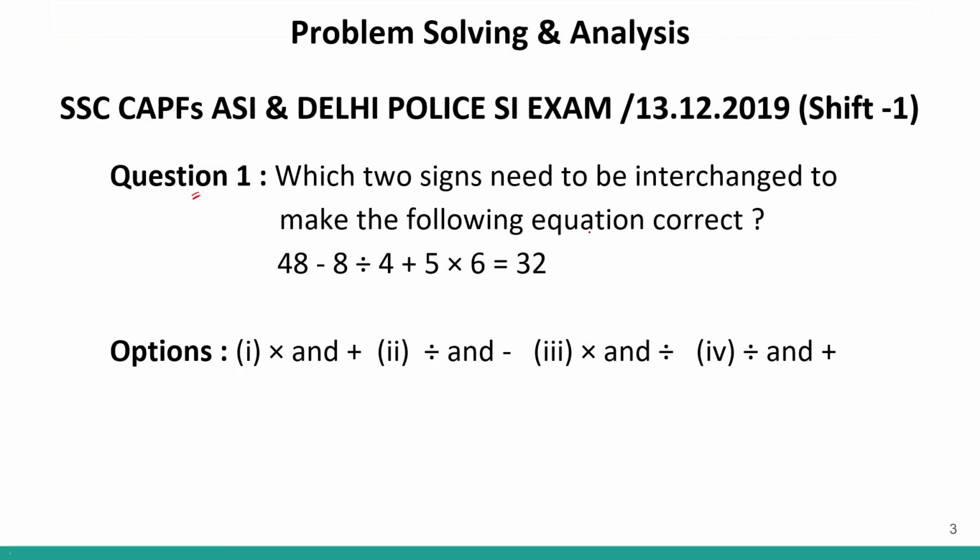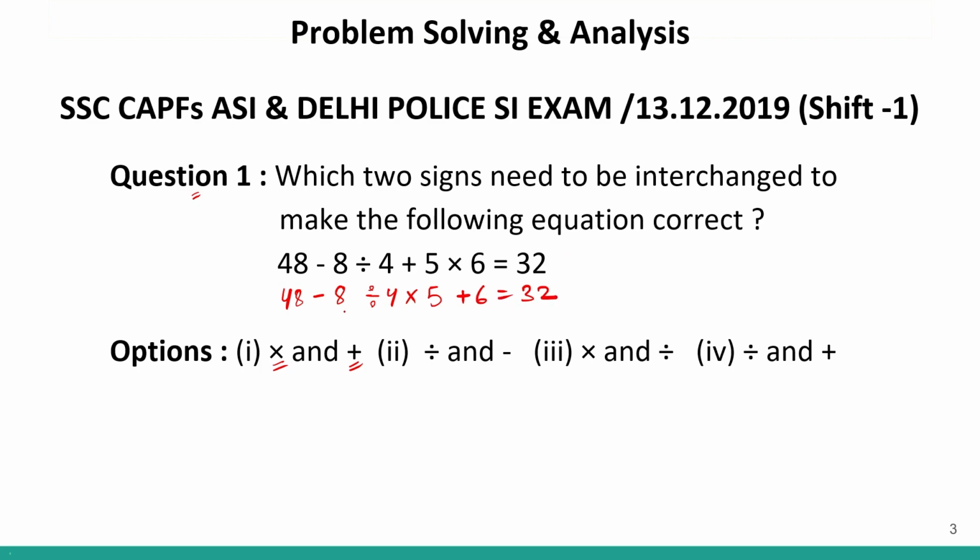Which two signs need to be interchanged to make the following equation correct? Whenever we get a question like this, we start by substituting the options into the equation. Let us check the first option. In the first option, we are interchanging the multiplication sign with the addition sign. So it will be something like this: 4 into 5 plus 6 should be equal to 32.